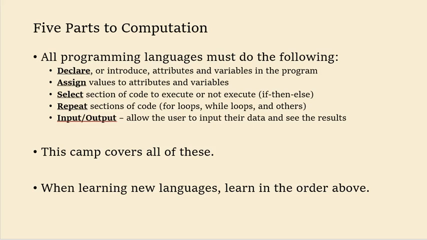So these are the 5 things, and this kind of frames how we're going to approach learning Java. We're going to learn these roughly in this order, starting with declaration and assignment, and then go on to selection, then repetition. We're going to kind of fold input-output in there along the way. So be aware, that's what we're looking for.